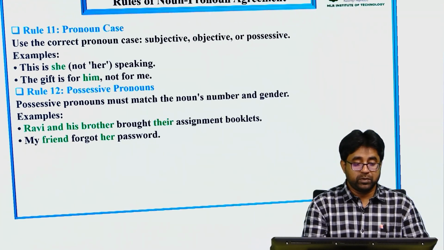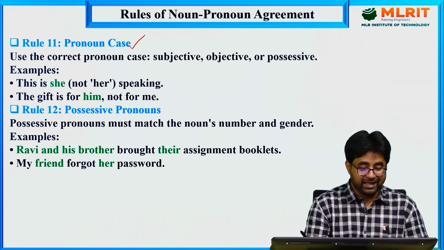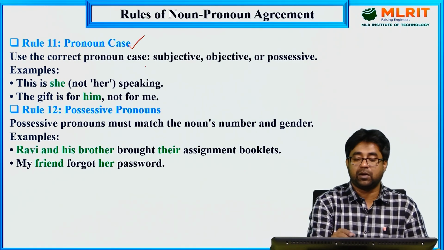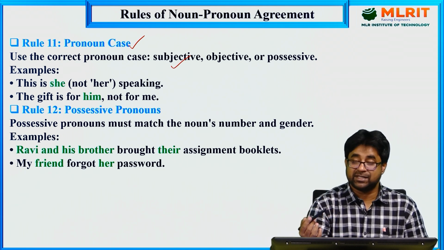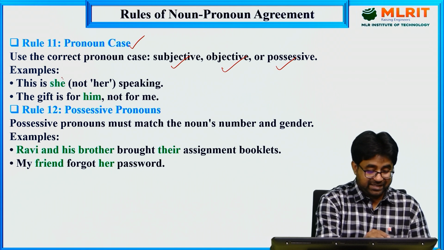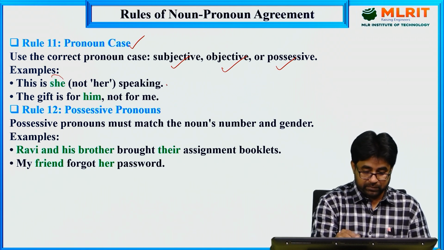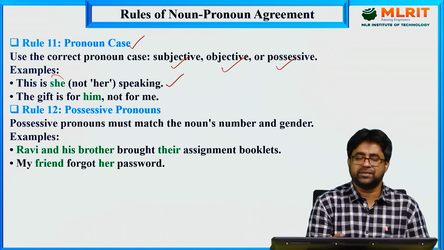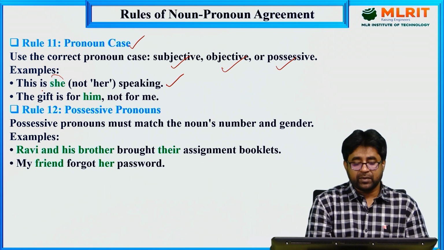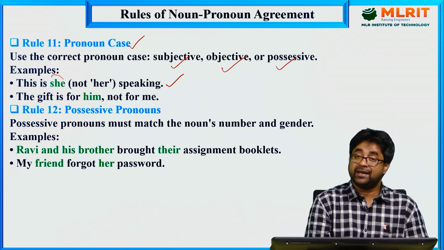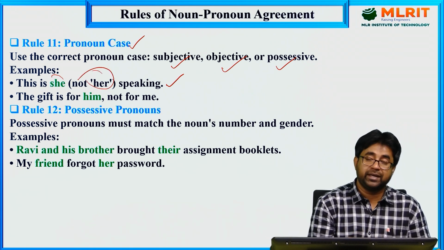Now, let's move to the next set of rules, rule number 11, pronoun case. Use the correct pronoun case. There are certain cases of pronoun also: subjective, objective, or possessive. You can see, we have to be clear about this. When we use this kind of sentence format, this is she is speaking. Sometimes we can get confused, we can use the wrong pronoun case, her.